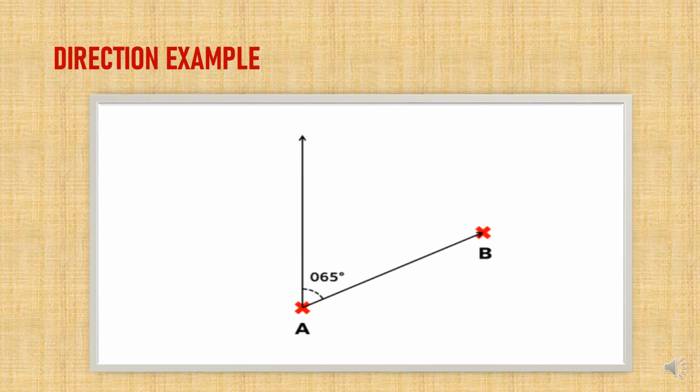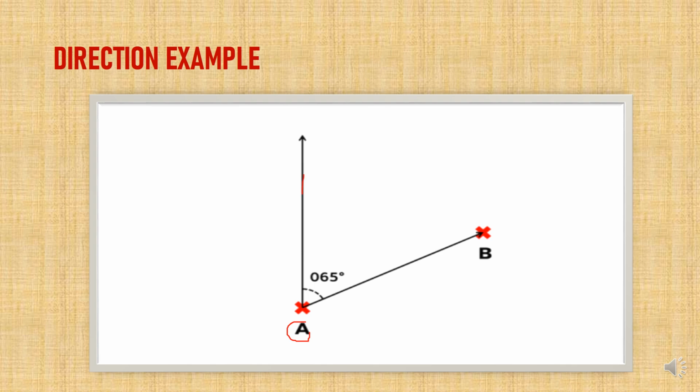Suppose the question is asking us to compute the direction of B from A. I want you to underline the word from. What is the direction of B from A? The word from tells us where the observer is standing. In this case, the question is saying from A, which means the observer is standing at A. So the observer is standing here.